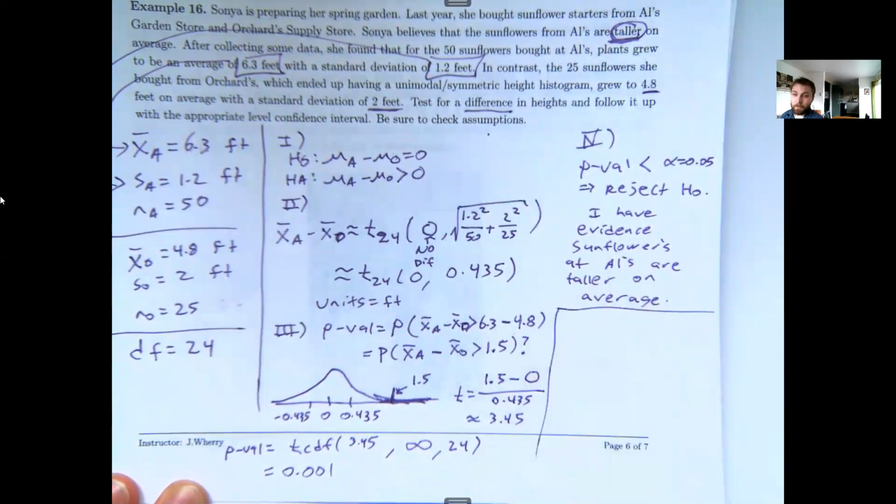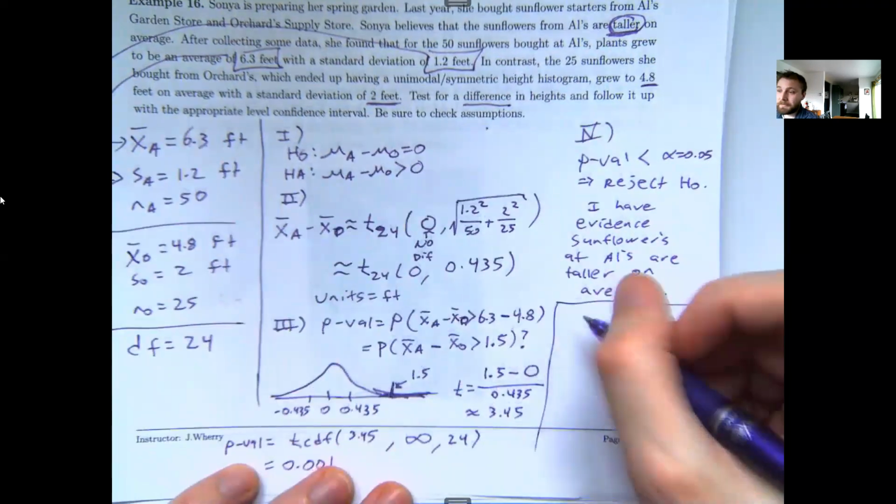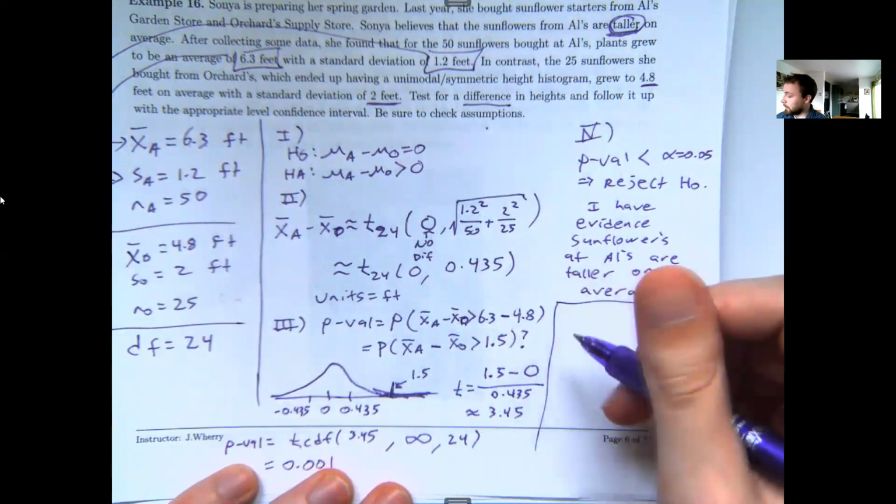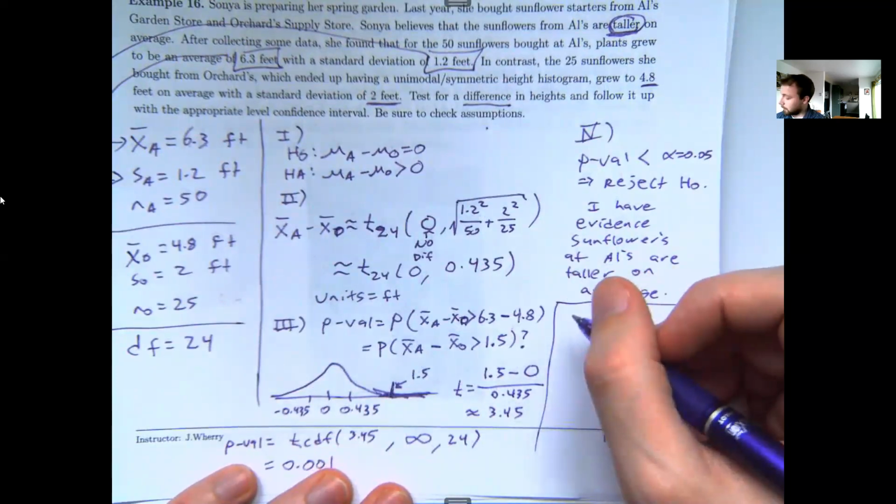And if you're thinking, well, fine, they're taller at Owls, but significantly taller? Are we talking about like 20 feet taller? Or are we talking about 1 foot taller? How do I know how much taller? And whenever I'm asked a question about how much, I'm really being asked a confidence interval question.